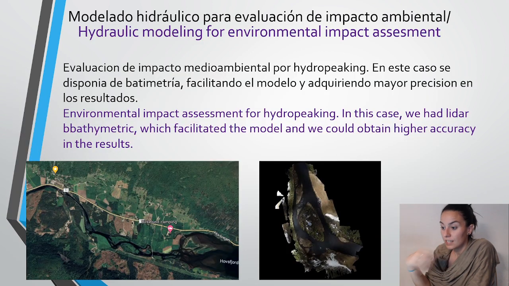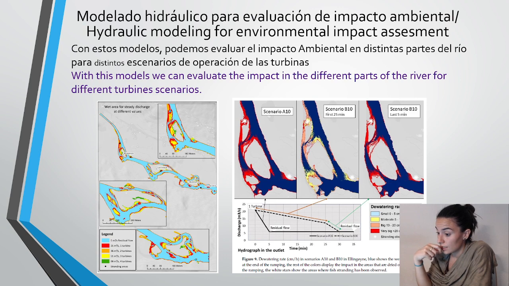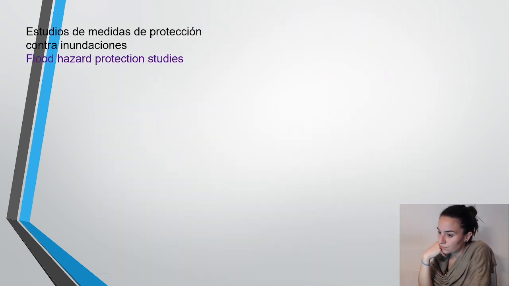This is another example of an environmental impact study. In this case, we did have bathymetric lidar, which facilitated the work with very accurate models. These are just examples of how we quantify these problematic areas, and we also gave some advice on how to do the turbine operation.